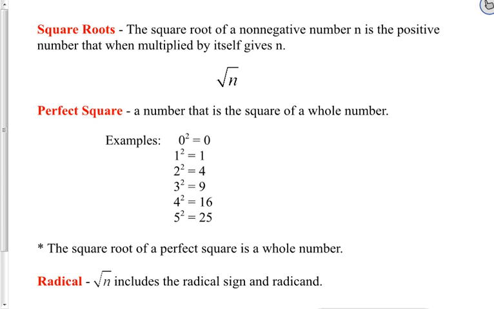And the last vocab term at the bottom there is radical. The square root of n is a radical. And it includes the radical sign, which is the square root sign, and the radicand. The radicand is the n. It's the number under the square root symbol.